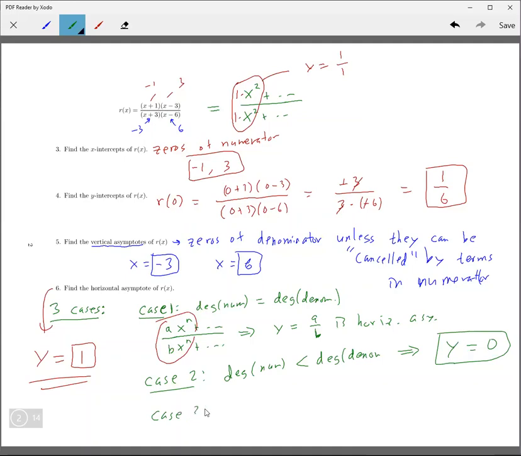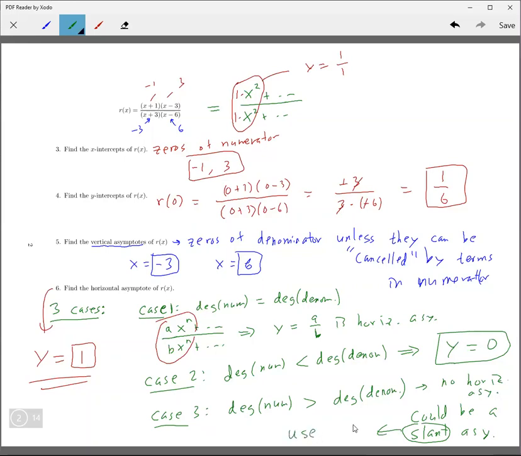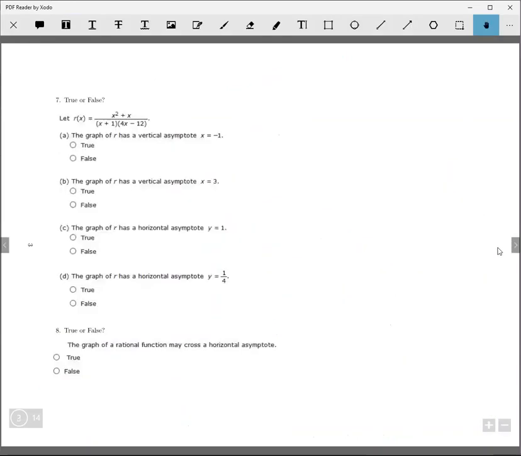And then case 3 is where the degree of the numerator is greater than the degree of the denominator. And in this case, there's no horizontal asymptote. Okay, there could be a slant asymptote. Okay, and the very last problem, we'll talk about that, slant asymptote. And if you want to find the slant asymptote, you use long division. And I'll show you how that works. Okay, I'll give you an example of that later. Okay, so we got a lot more problems to do.